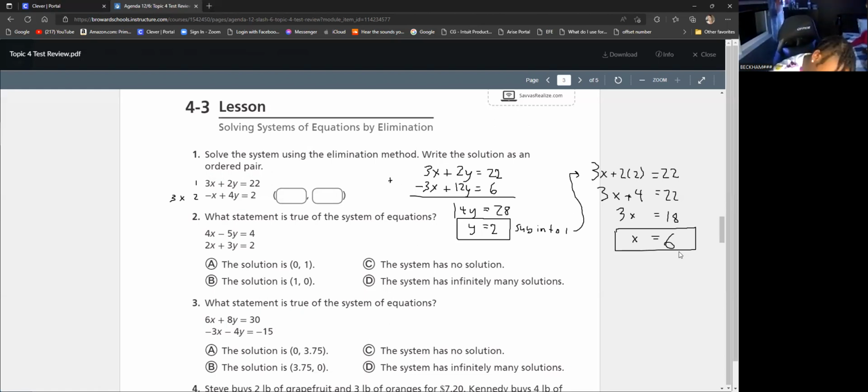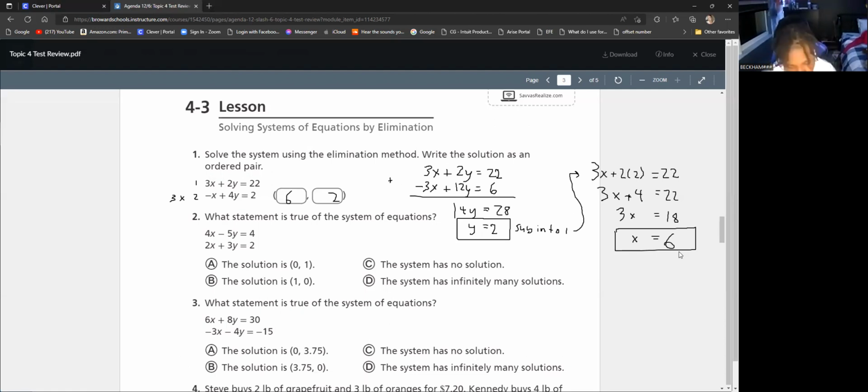6 comma 2. Okay, there's our answer, 6 comma 2. Number 2, any questions on number 1?